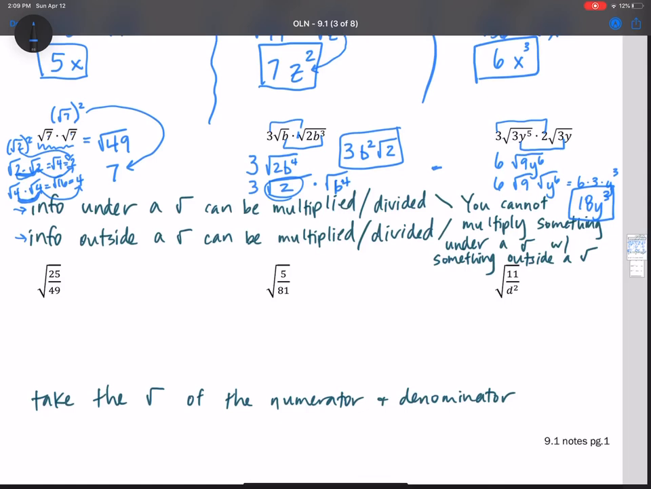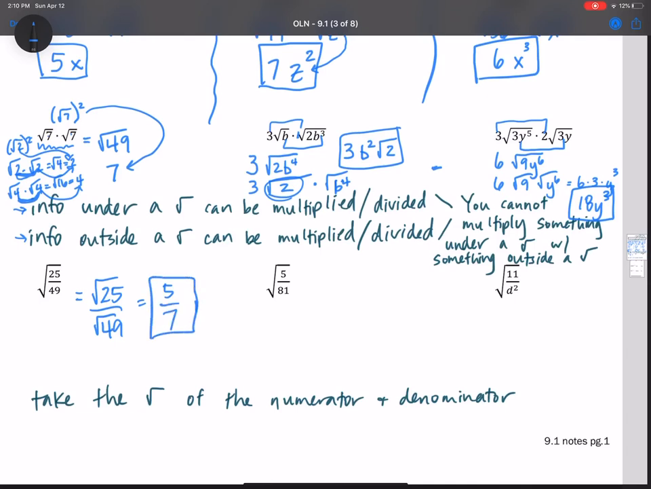All right, last row. When you have a square root with a fraction, you take the square root of the top, you take the square root of the bottom, and then you reduce it. So this would be the square root of 25 over the square root of 49, which is 5 over 7.